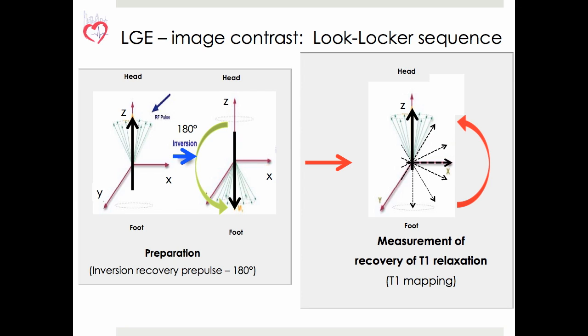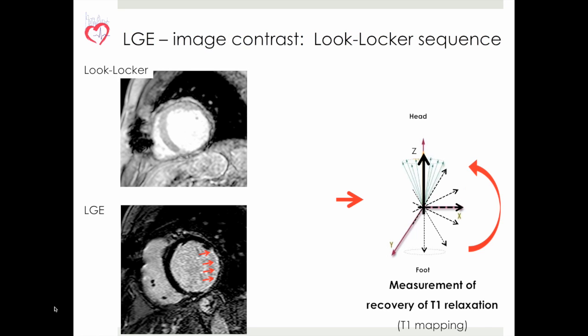The first step is preparation of magnetization by using an inversion recovery prepulse. That means that we flip magnetization, which is normally oriented from foot to head alongside the main magnetic field, 180 degrees. That means now it's looking in the opposite direction. And now comes the main part, the recovery of magnetization from looking towards the foot back towards the head as it recovers into its original orientation. This process we follow step by step using the Look-Locker sequence.